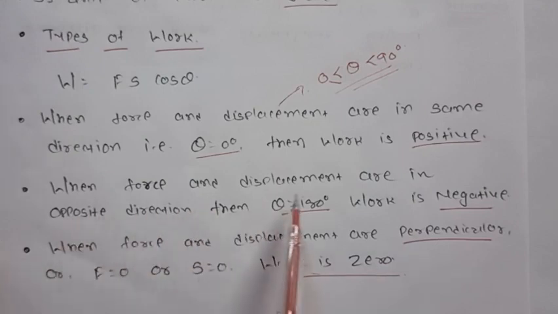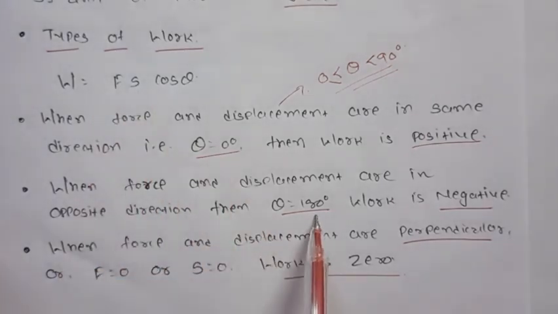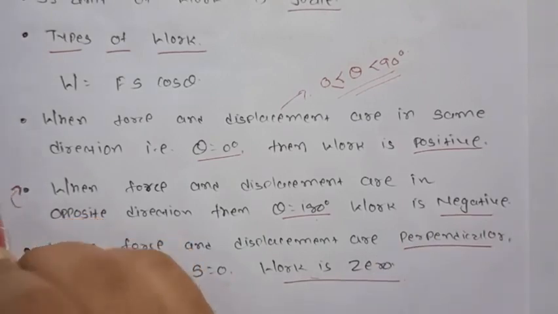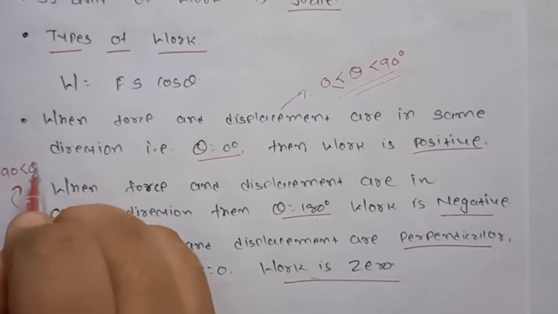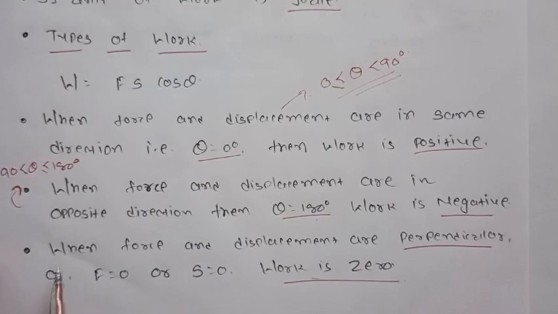Now, when the force and displacement are in opposite directions, that is, the angle between force and displacement is 180 degrees, the work is negative. The range for negative work is 90 < theta ≤ 180 degrees. Now if force and displacement are perpendicular to each other, or either force or displacement is 0, then work done is 0.